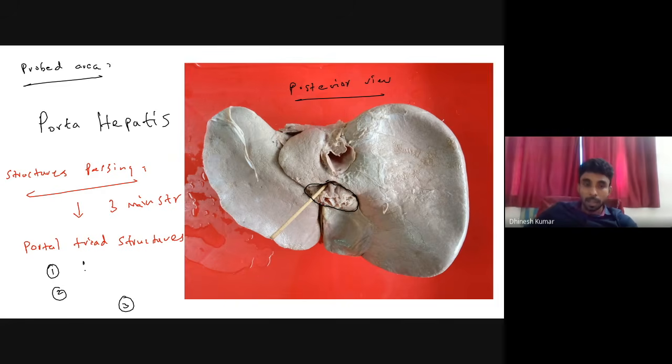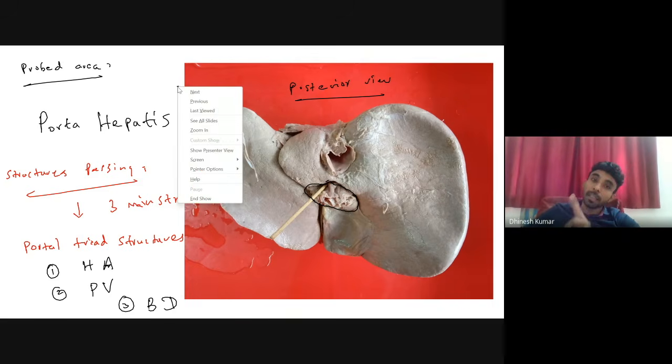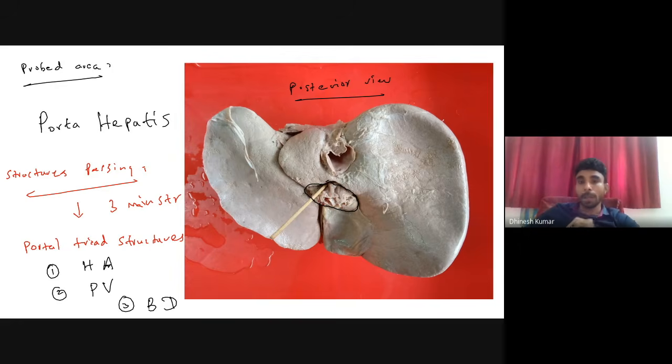What are the three structures? Hepatic artery, portal vein, bile duct. These are the three main structures passing through the porta hepatis. Okay, this is the gallbladder. Already you know, isn't it? So, the probed area and the structures passing through the probed area. I hope you are clear.